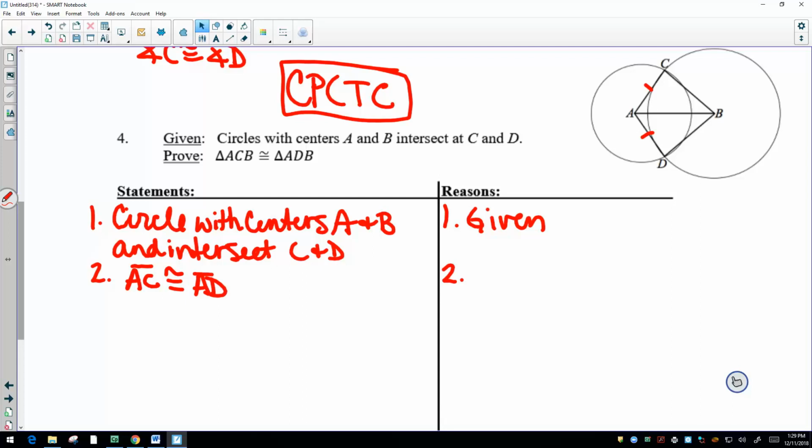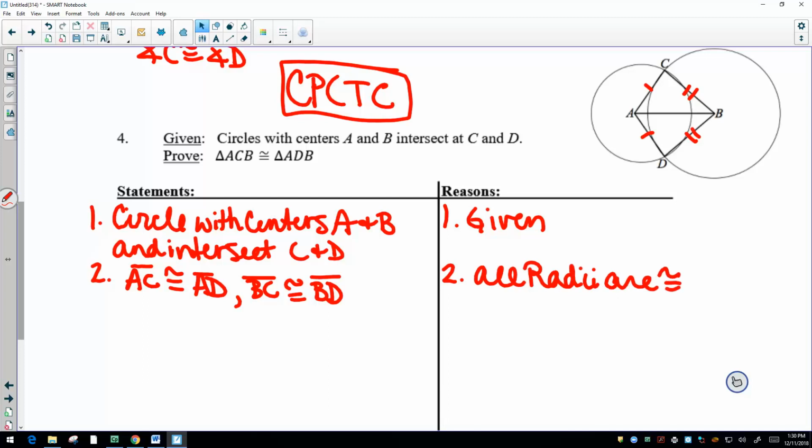If we go to the other circle, circle B, I can say the same thing. BC is a radii of circle B, and BD is a radii of circle B. So I can say in the same line at the same time, because I'm using the same reason, BC and BD are equal. And our reason is just that all radii, plural of radius, are congruent. So that gives us 2 congruent statements. If we're thinking checklist here, here's 1, here's 2, I need a third.